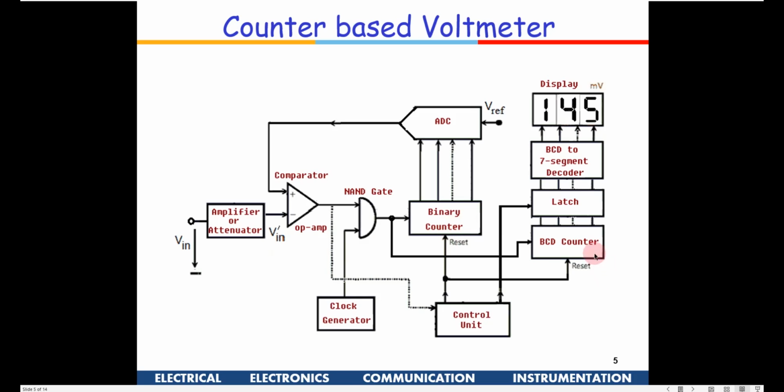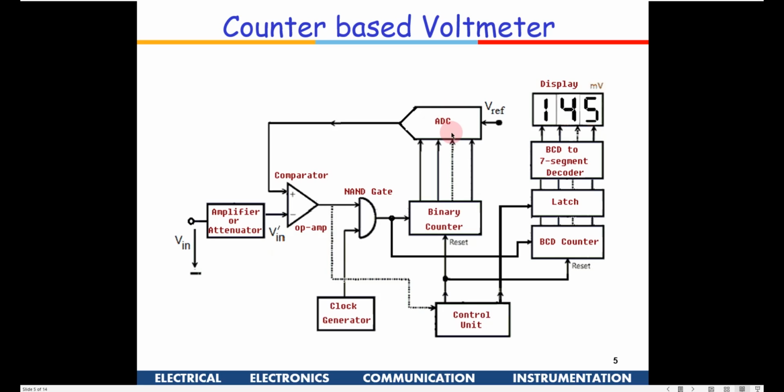And parallelly you have a BCD counter also, right? Why we are using a parallel BCD counter is because finally you have to display the voltage, what is being read, in BCD format. So you can have a BCD counter, latch and BCD to 7 segment decoder which will drive the display. So this is how our normal voltmeters which we have in our homes and labs work. Okay, so this is another version of the counter based voltmeter where we have used a DAC, a digital to analog converter.